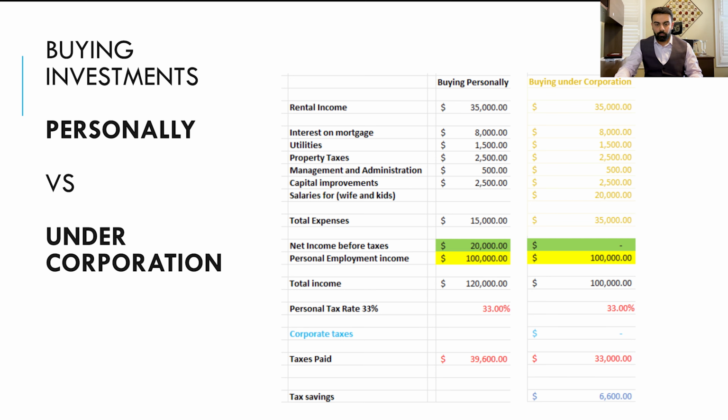So your corporate taxes also become zero. Now you're able to wipe out all of the income against the expenses. You only have to pay taxes on your personal income, which is $100,000, and with a 33% tax bracket, you're sitting at $33,000 of taxes. This resulted in a tax savings of $6,600 simply by maneuvering and using salaries for lower income spouses or paying your kids from your corporation.